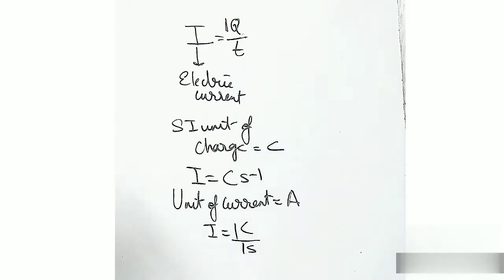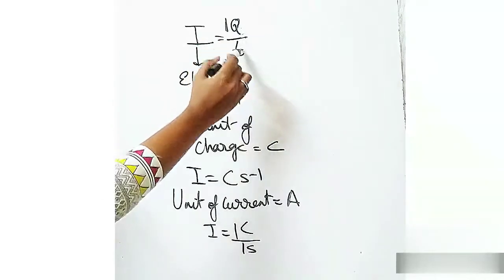Understood? Now, how do you measure the electric current? There is an instrument called an ammeter. It is an instrument which measures the current flowing through an electric circuit. A circuit is a closed circuit, in which the current is passing. In a circuit, how much electric current is flowing is measured by an instrument called an ammeter. Now this is the basic formula: current is equal to Q upon T.